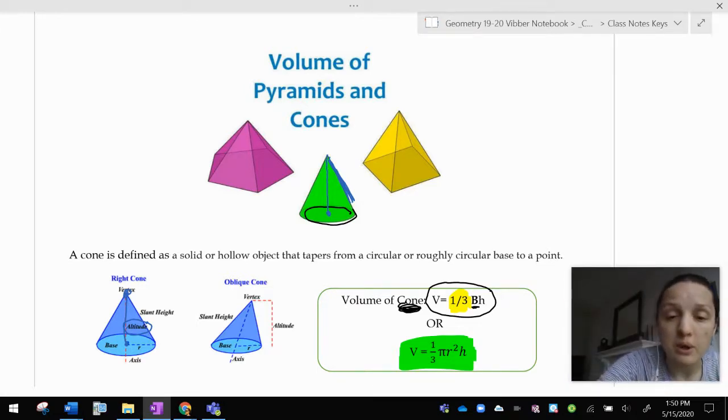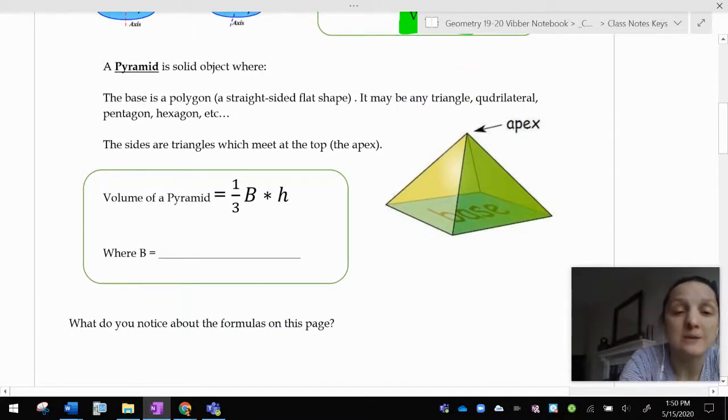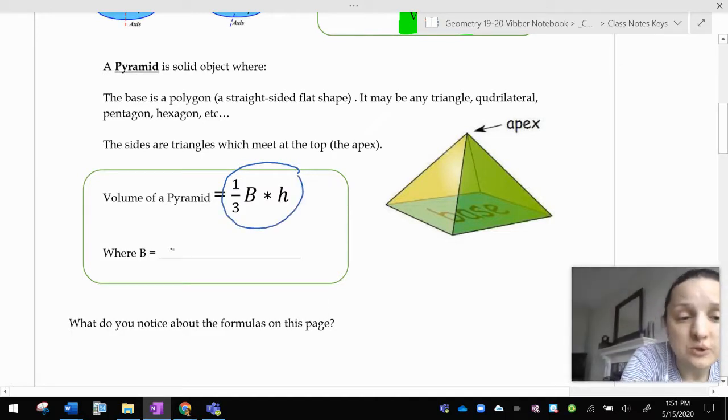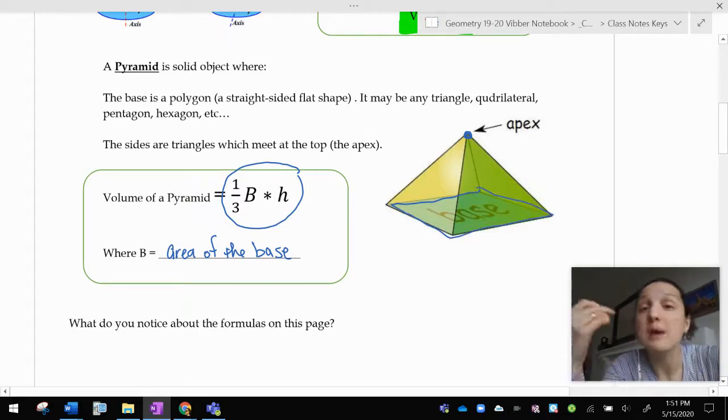All right, let's move on. A pyramid has the exact same formula. It's 1/3 the area of the base times the height, where B is the area of the base. In a pyramid, we have an apex, sometimes called the vertex, and then we have the base. But the base could be a square. The base could be a hexagon. The base could be a triangle.